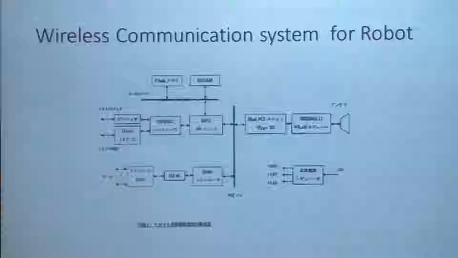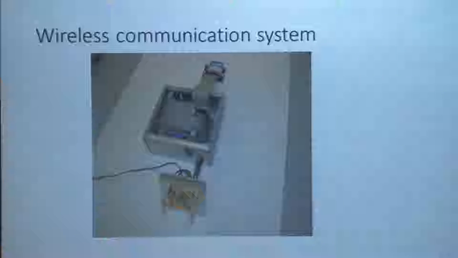And this is in Japanese. First, we designed the system like this. This is the antenna. This is a wireless communication system module, and this is some detail information, okay. And this is the first system we designed. This is a wireless antenna. We designed this antenna for 452 gigahertz. We designed this antenna, and this is our communication system, okay.